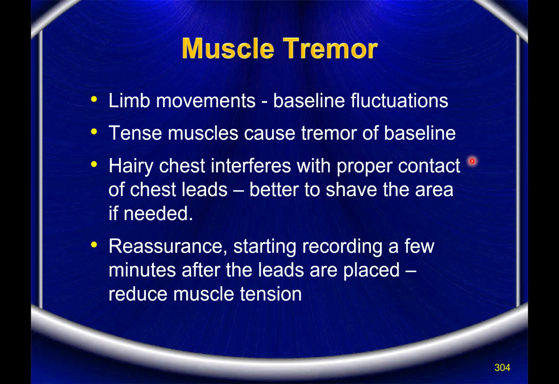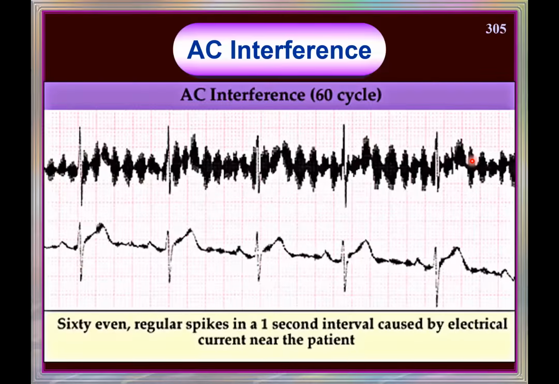Reassurance, and starting the recording a few minutes after the leads are placed, helps to reduce the muscle tension. So you place the leads and keep talking to the patient for 30 seconds or 1 minute. Then they become relaxed and muscle tension is not there. Then you start recording the ECG.